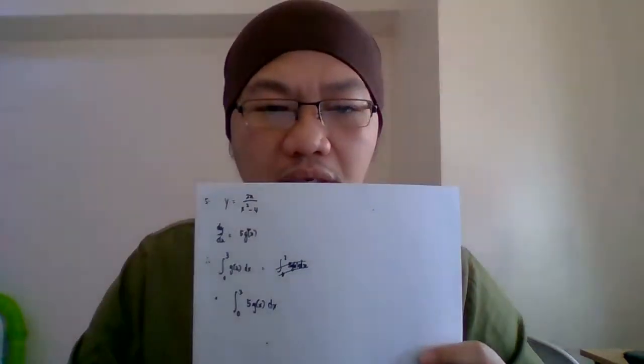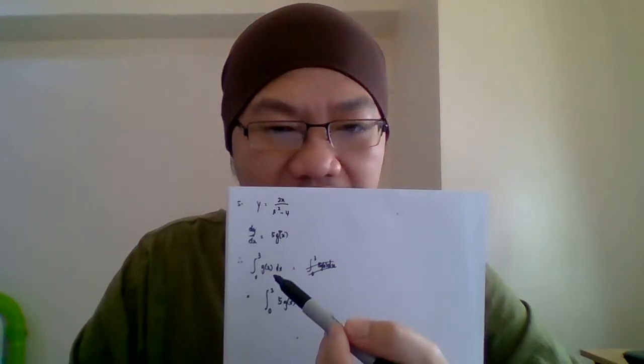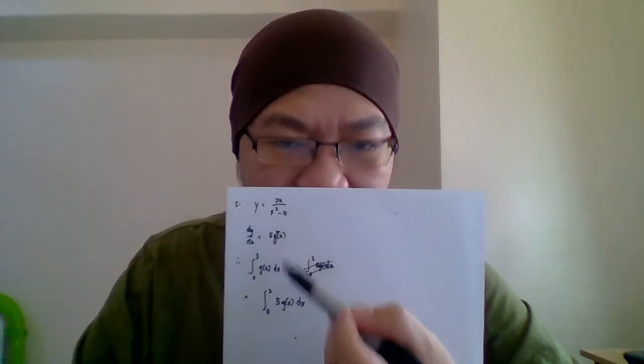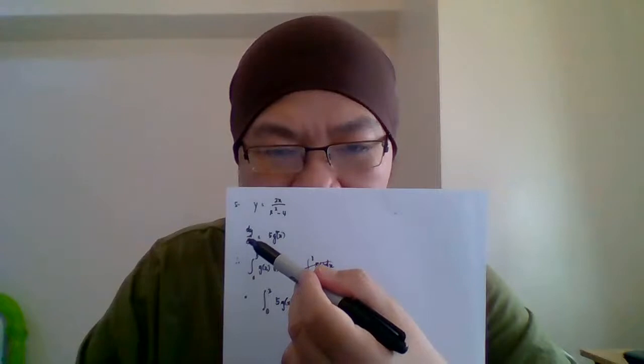So it becomes the integral of 5g(x) dx. This is our question actually: find the integral from 0 to 3 of g(x). Now, I replace this g(x) with 5g(x) here, because 5g(x) equals dy/dx.